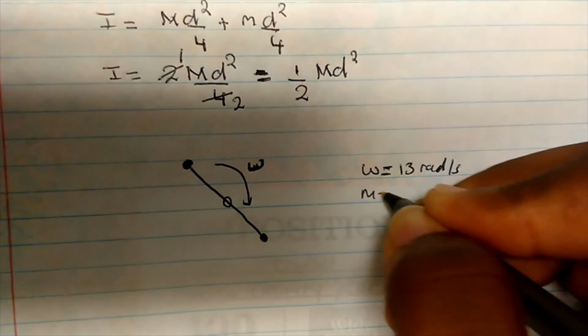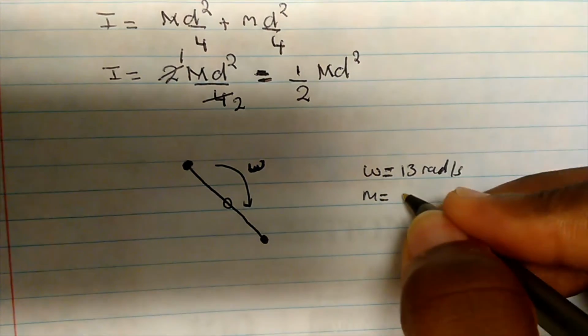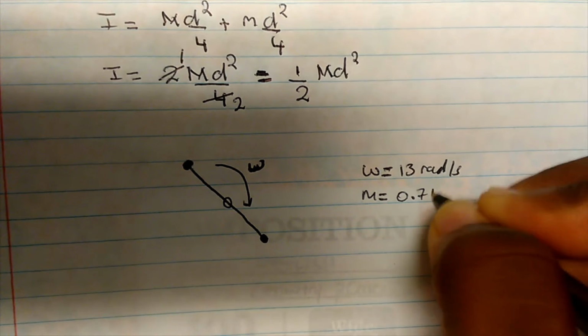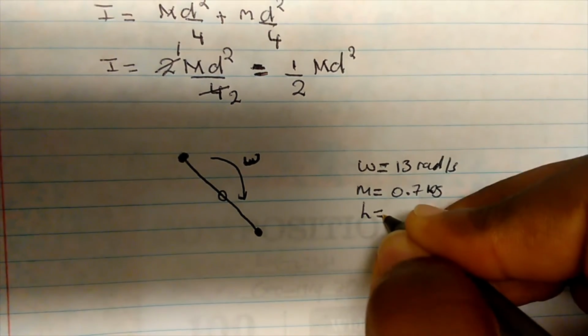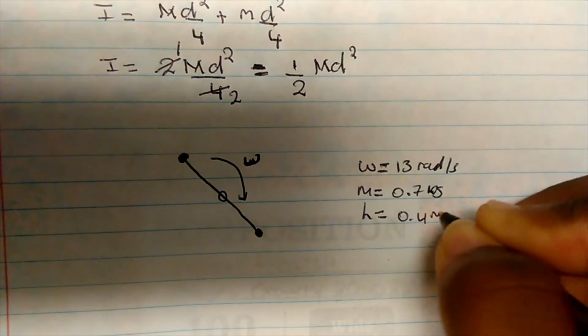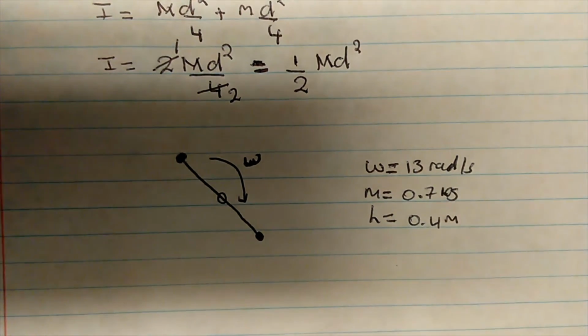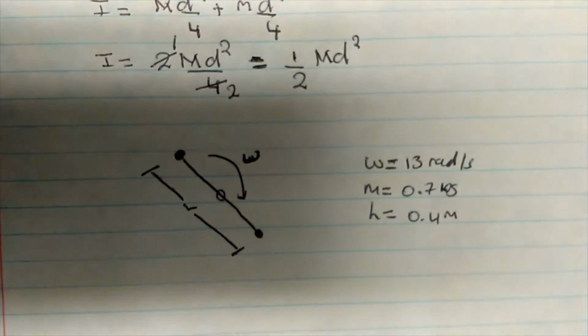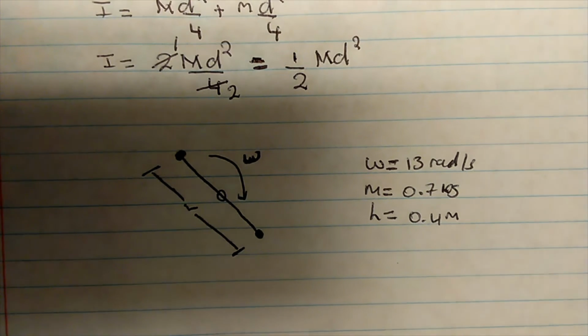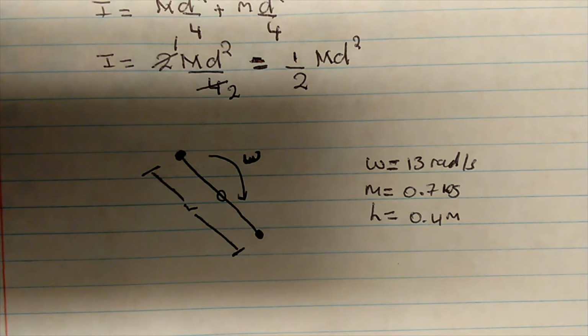And maybe the mass of the two balls is 0.7 kilograms. Okay. So the mass of the two balls. You're also given the length of the rod to be 0.4 meters. So this is L, the length of the whole rod, and we know that to be 0.4 meters. So my question here is, what would be the moment of inertia about the rod?